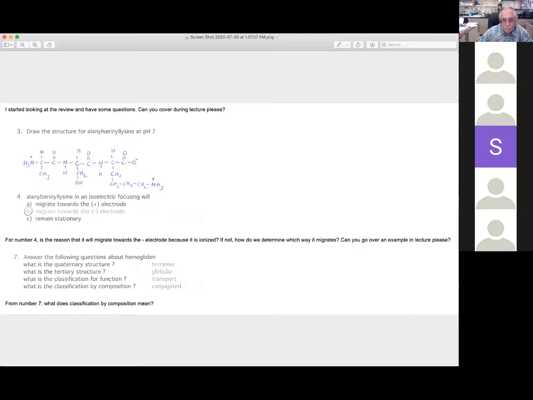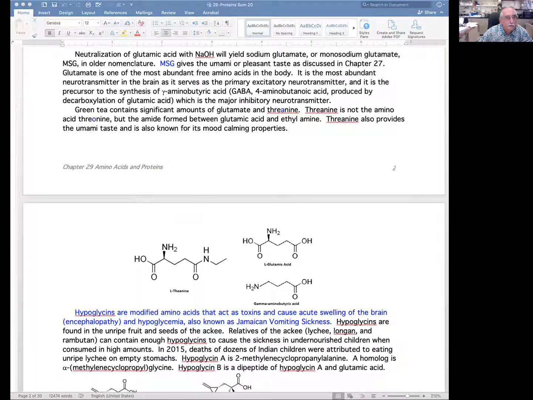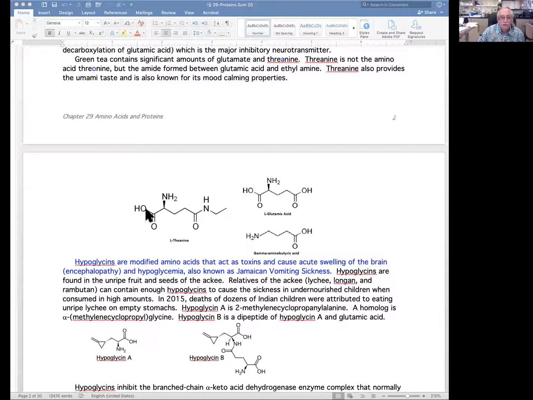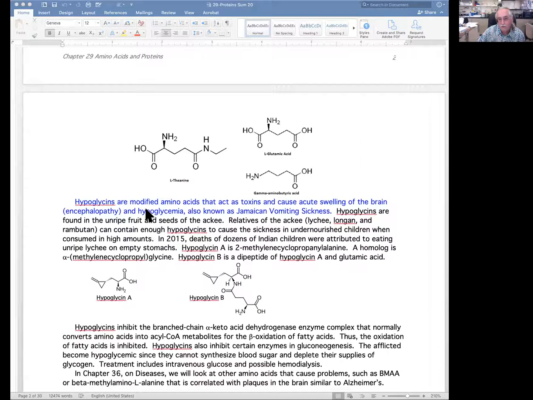Okay. So I'm never going to ask you for the structure of a hypoglycin or something like that, but you should know that there are amino acids out there that are toxic.